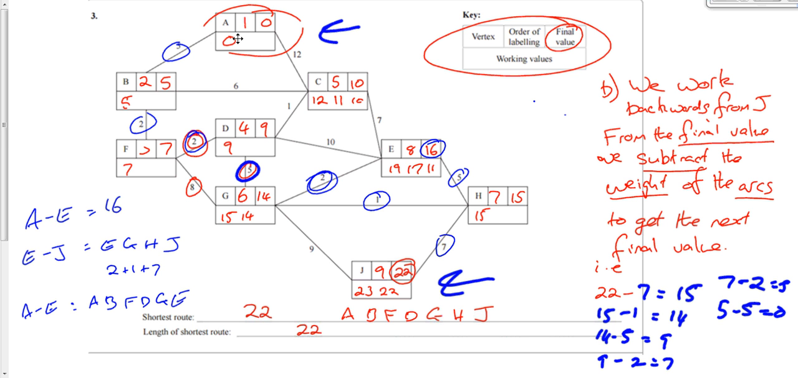So overall, to get from A to J, we combine both these things. So A, B, F, D, G, E. It's the quickest way to get from A to E. Then to get from E to J, we've seen that we go to G to H to J. And that's a weight of A to E, which is 16, E to J, which is 2 plus 1 plus 7, which is 10. So the total is going to be 26.